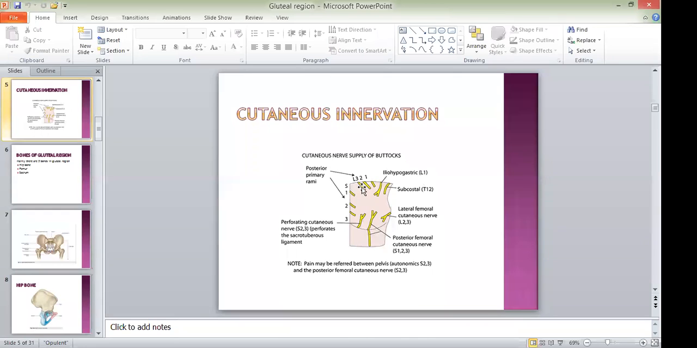The upper medial quadrant is supplied by multiple small nerves, that is called posterior rami of L1, L2 and L3. While posterior rami of S1, S2 and S3, this whole small nerve supply the upper medial border of the gluteal region. While the lower lateral border is supplied mainly by the lateral femoral cutaneous nerve, and the lower medial border is supplied by the perforating cutaneous nerve, that is S2 and S3. While the area between the lateral and medial border is supplied by posterior femoral cutaneous nerve.